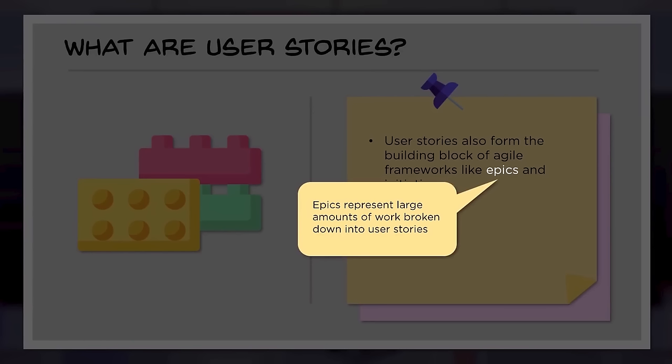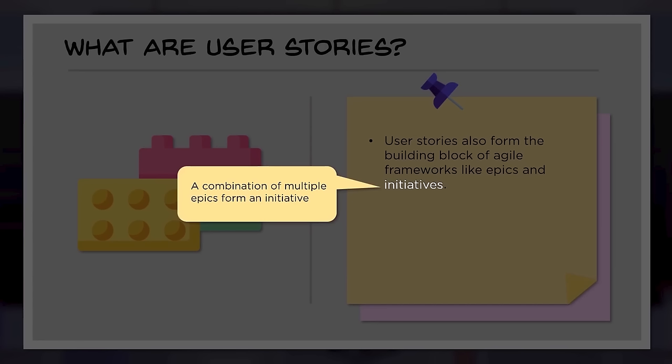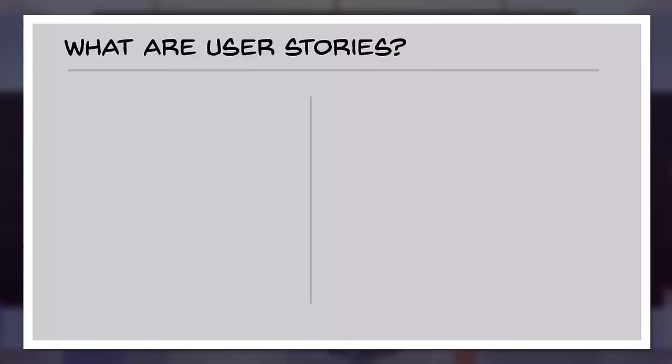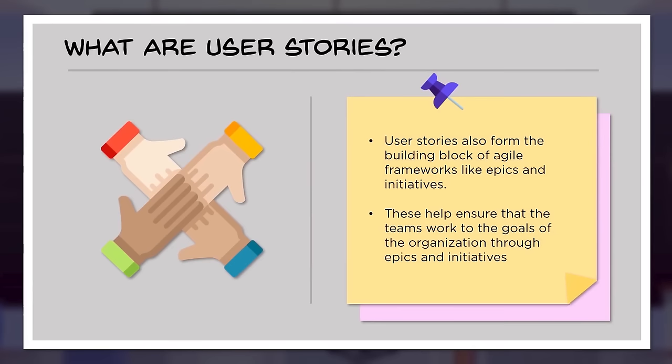Epics refers to a group of user stories, where a large amount of work is broken down into user stories. Many user stories together form epics, which will provide certain insight into how these user stories are connected with each other. Similarly, an initiative refers to a combination of multiple epics. This is very essential for grouping, and from a managing perspective, it becomes easy. Also, looking at the objective, what is that particular group of user stories, group of epics, going to accomplish? User stories can also help ensure that the team works toward the goals of the organization through epics and initiatives. We should be looking at that objective exactly: what direction we are getting into and how this combination of user stories contributes.